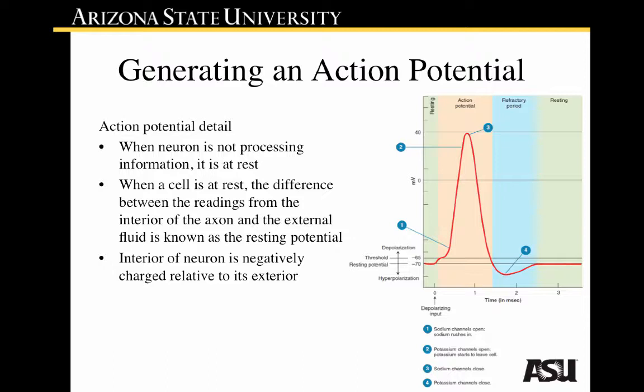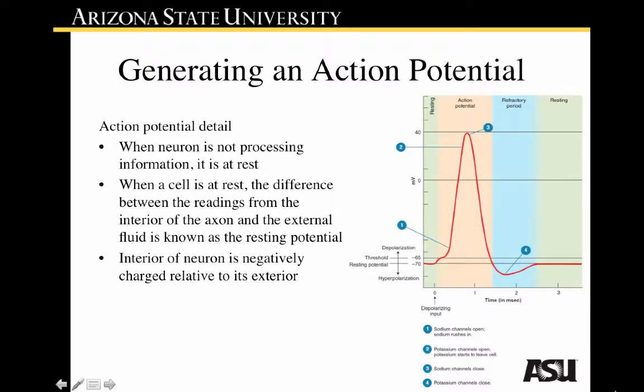So when the neuron isn't processing information, it's basically at rest. And of course, when a cell's at rest, the difference between the readings of the interior of the axon and the exterior fluid is known as a resting potential. So the interior of a neuron is typically negatively charged relative to its exterior.